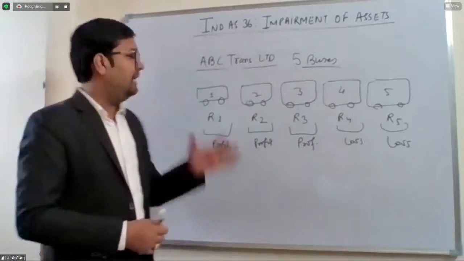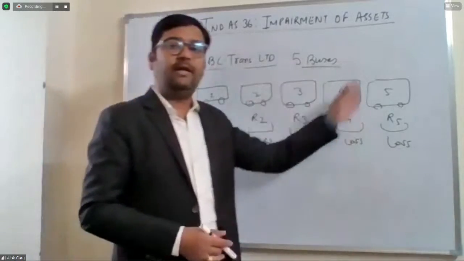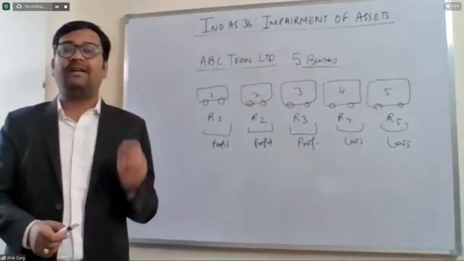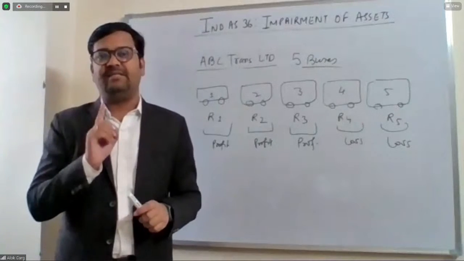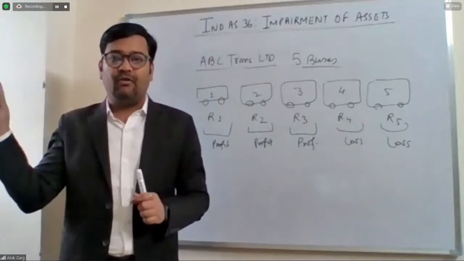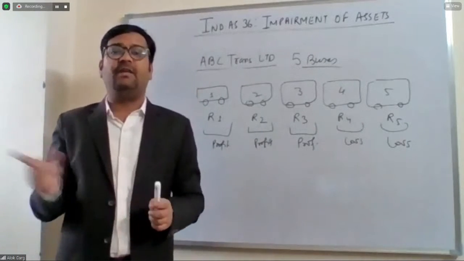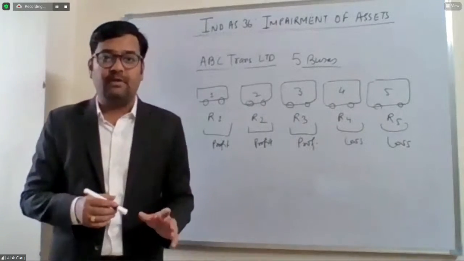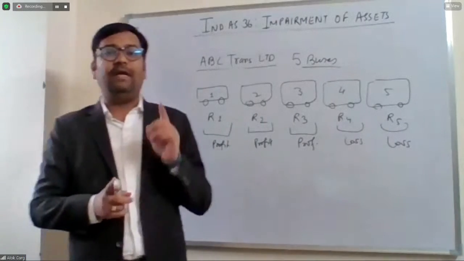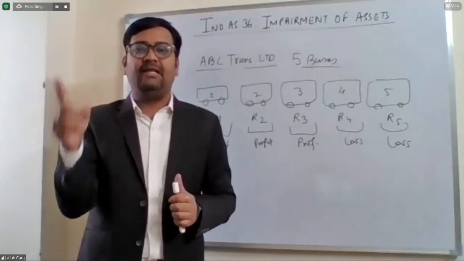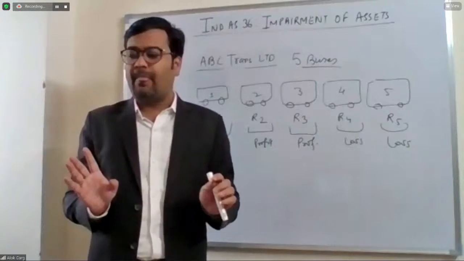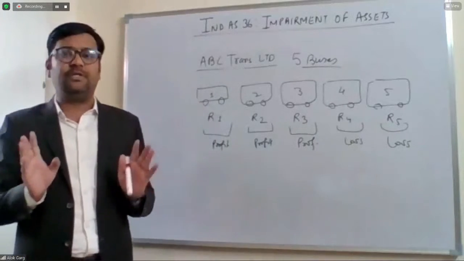Okay, so every route can be run separately, but the government has given a condition: I'll give you a license if you run the bus on all these 5 routes. If you discontinue any particular route, I'll cancel the entire license. Have you understood my question?